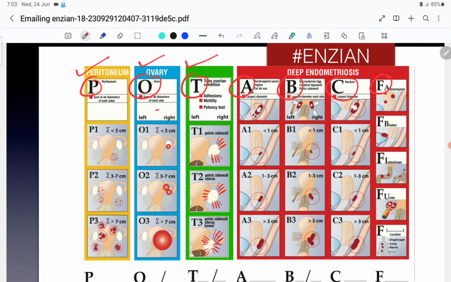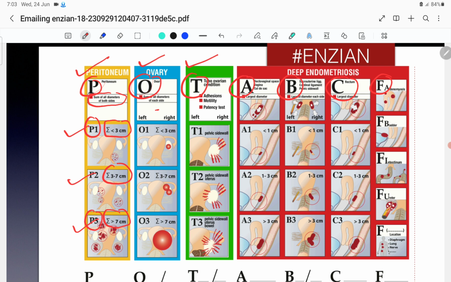In the peritoneum, they have divided it into P1, P2, P3. P1 means the lesion of the peritoneal involvement, that is the sum of all diameters of both sides. Peritoneum covers the whole abdominal organs. So anywhere in the peritoneum you have to sum all the endometrial deposits and calculate the diameter of the lesion. If it is less than 3 centimeters it is P1, if it is 3 to 7 centimeters it is P2, and if the sum of all diameters is more than 7 centimeters it is P3.